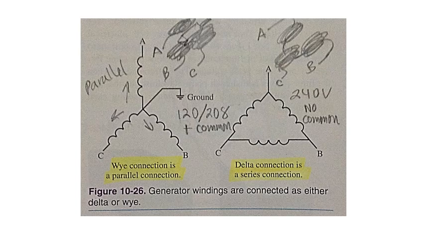You may have heard of the terms 120/240 volt and 120/208 volt and wondered which is correct. Both terms are correct. In fact, the voltage present is determined by the type of generator connection used. A Y connection provides 120/208 volts, and a delta connection provides 240 volts with no common or neutral connection.